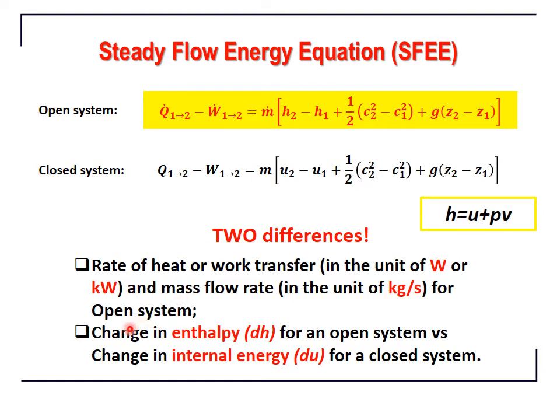And the second difference is that here, okay, for an open system, we're using the change in enthalpy instead of change in the internal energy for a closed system. So that's the second difference. And all the others you can see here, right? These two terms are exactly the same. So they're both the change in the kinetic energy and also the change in the potential energy.